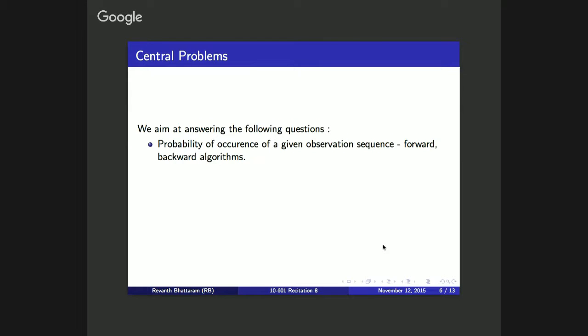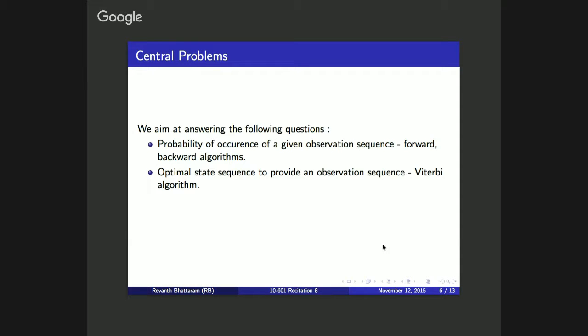So if I give you a set of observations, and I give you a hidden Markov model, will you be able to tell me that this observation sequence seems pretty likely? Based on the model that we've defined, it is possible that your robot would take these sort of steps and would experience these sort of observations. So that's the first problem that we're interested in. And the second is the optimal state sequence for a given observation sequence.